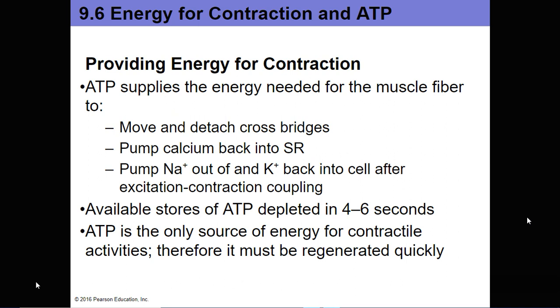All right, so you can do it 3 ways: direct phosphorylation of ADP by creatine phosphate, the anaerobic pathway through glycolysis, which would generate lactic acid, and then aerobic respiration.